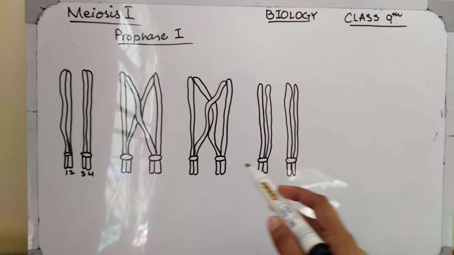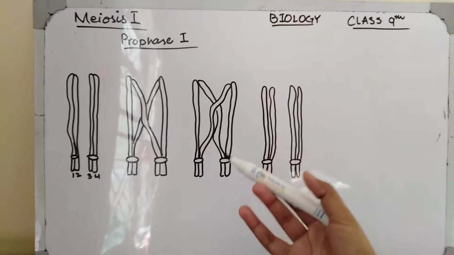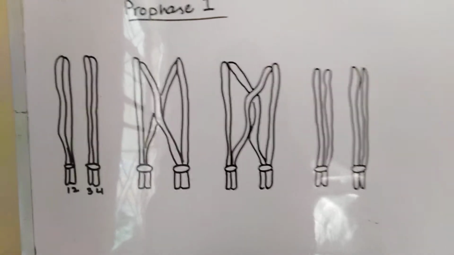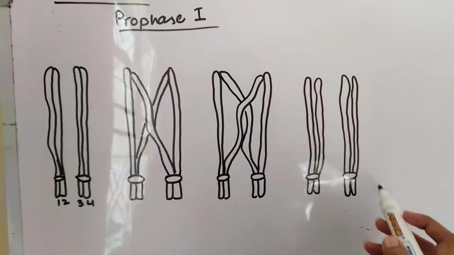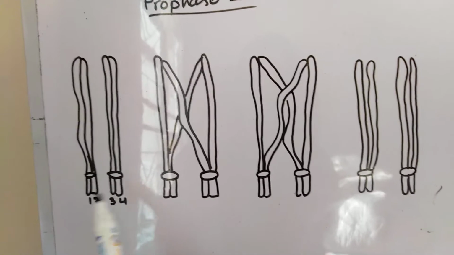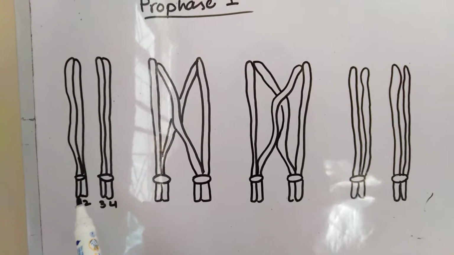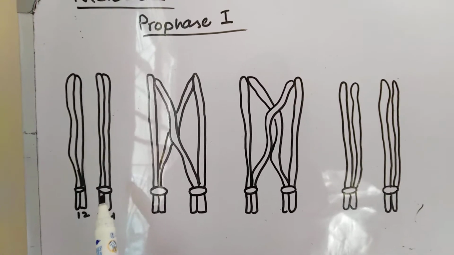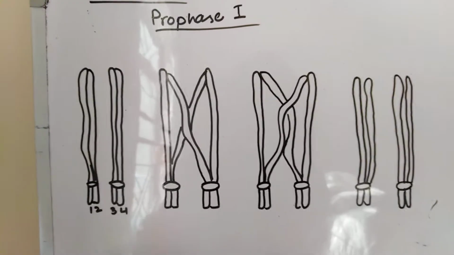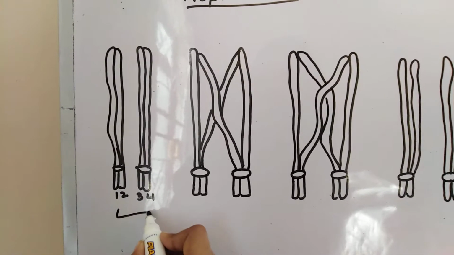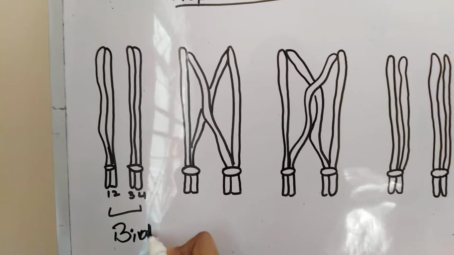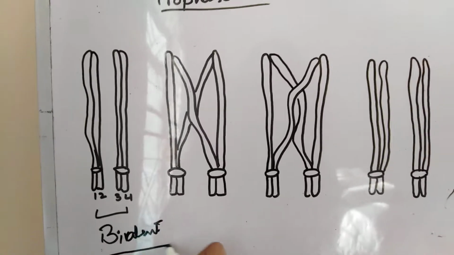I have drawn this diagram and I will label it during this lecture for your better understanding. These are chromosomes. I have drawn chromosomes in pairs. Both chromosomes are in pairs. When they are connected to each other, they are known as a bivalent. Bi means two. Both pairs are known as bivalent.